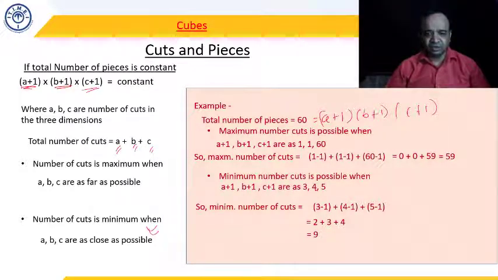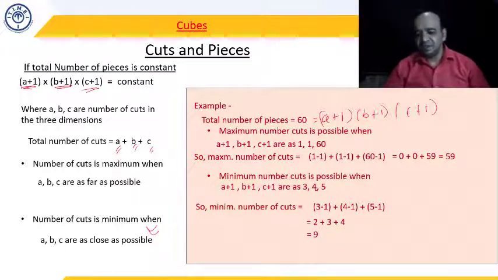As we have seen here, 0, 0, 59 means all 59 cuts are along one dimension, and the total number of pieces is 59 plus 1, that is 60. So the maximum number of cuts can be applied along one dimension, and that is 59 cuts. So overall the maximum number of cuts is possible when we apply them along one dimension. I hope this is clear.